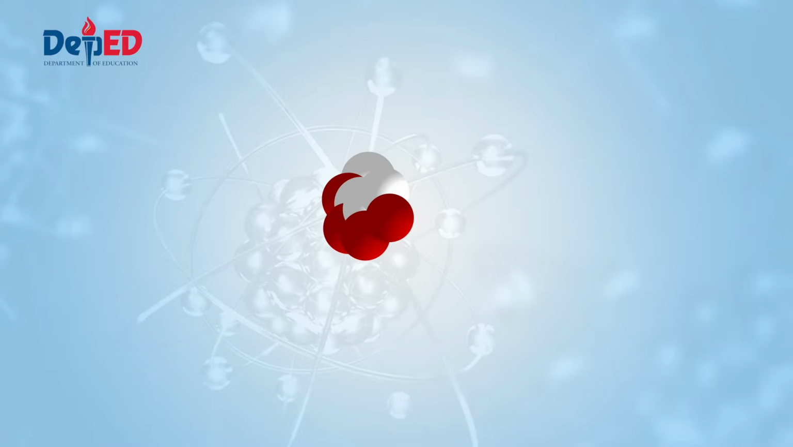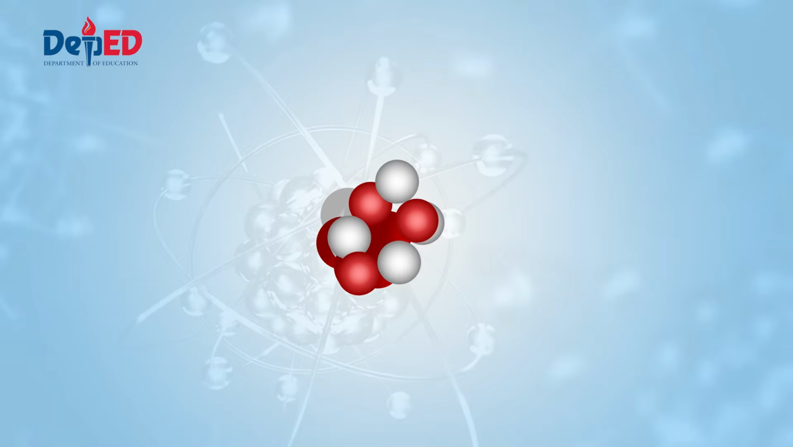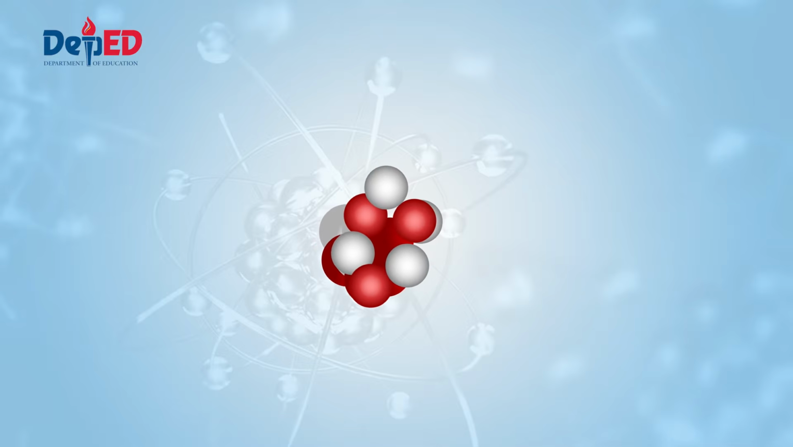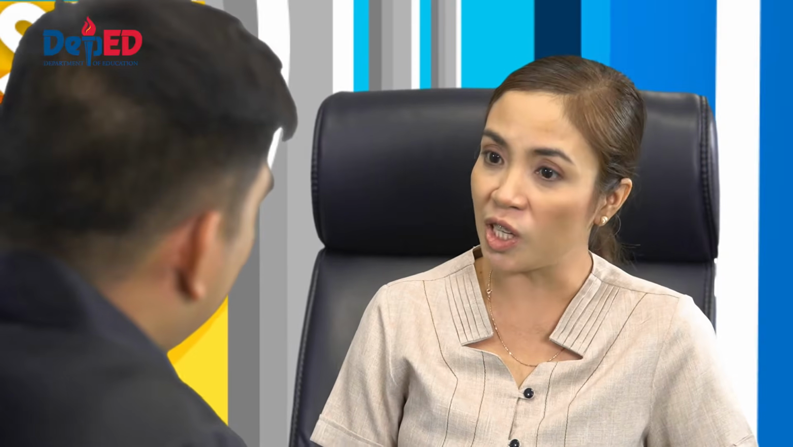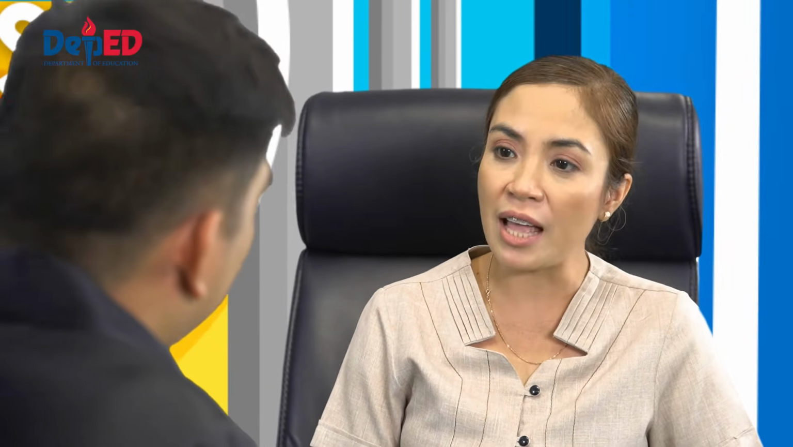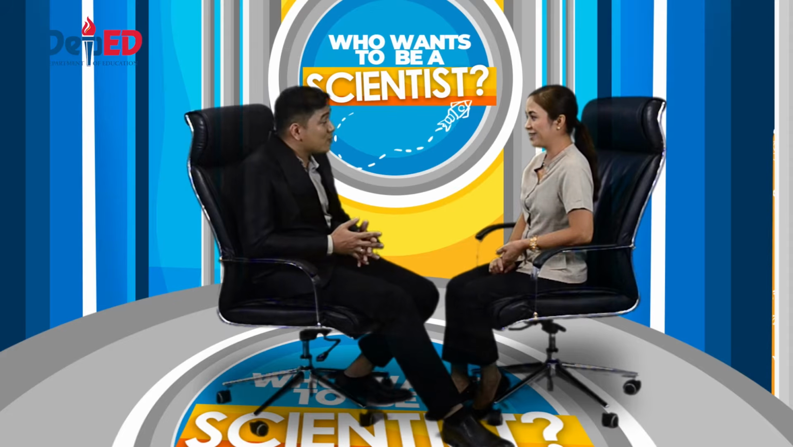B is also not the answer because if a proton is added into the nucleus, it will become a new element. The same is true with C. When projectiles like deuteron, alpha particle, and other nuclei are added to the nucleus, new elements can be synthesized. Since the question asks for what is not a possible method, my answer is letter D, because mixing chemicals does not form new elements. Letter D. Mixing chemicals to form new elements.